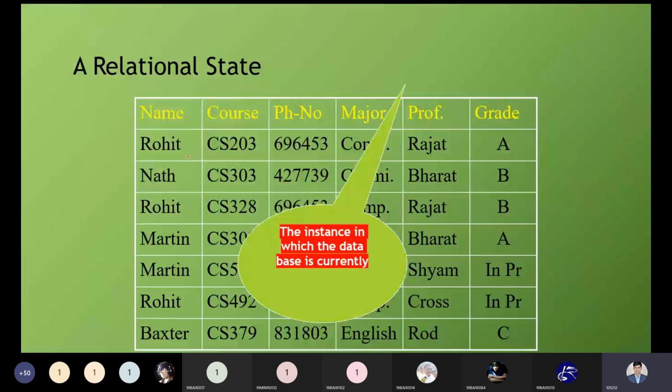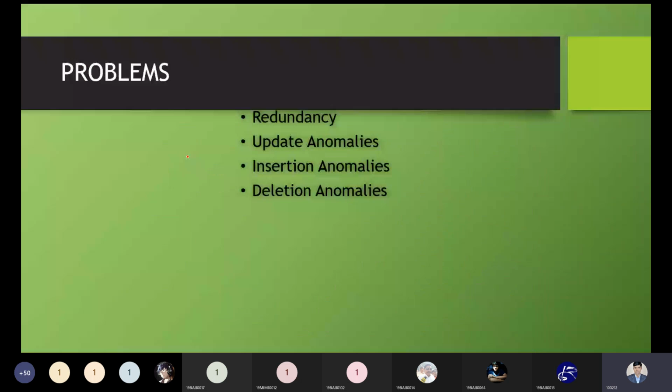Now I'm just moving to my next slide. Now you can see here. So what is the problem? That is the redundancy. Then update anomaly, insertion anomaly, and deletion anomaly.